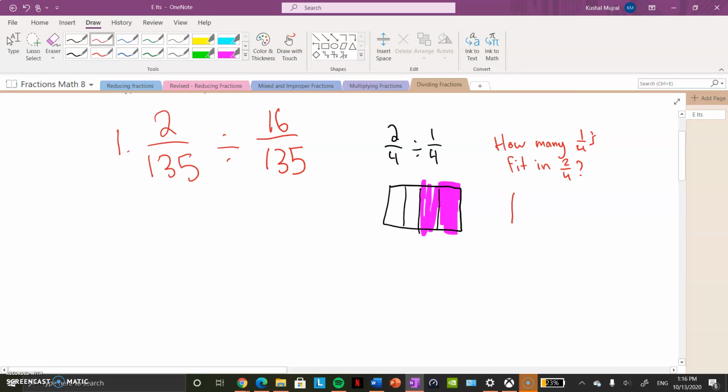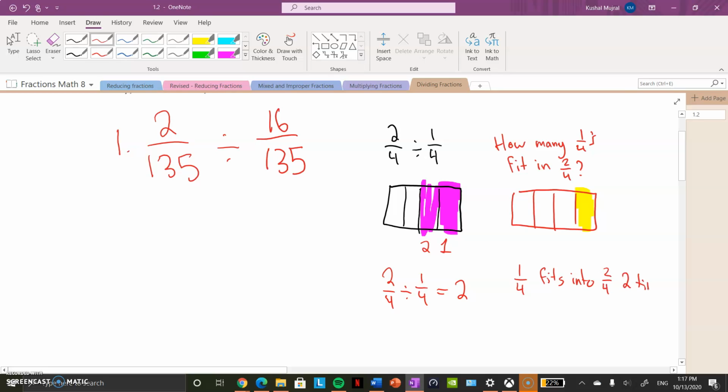So let's look at 1 over 4. This is 1 over 4. Now how many of these fit into 2 over 4? It fits in once and it fits in twice. So this means that 2 over 4 divided by 1 over 4 equals 2, because 1 over 4 fits into 2 over 4 2 times.